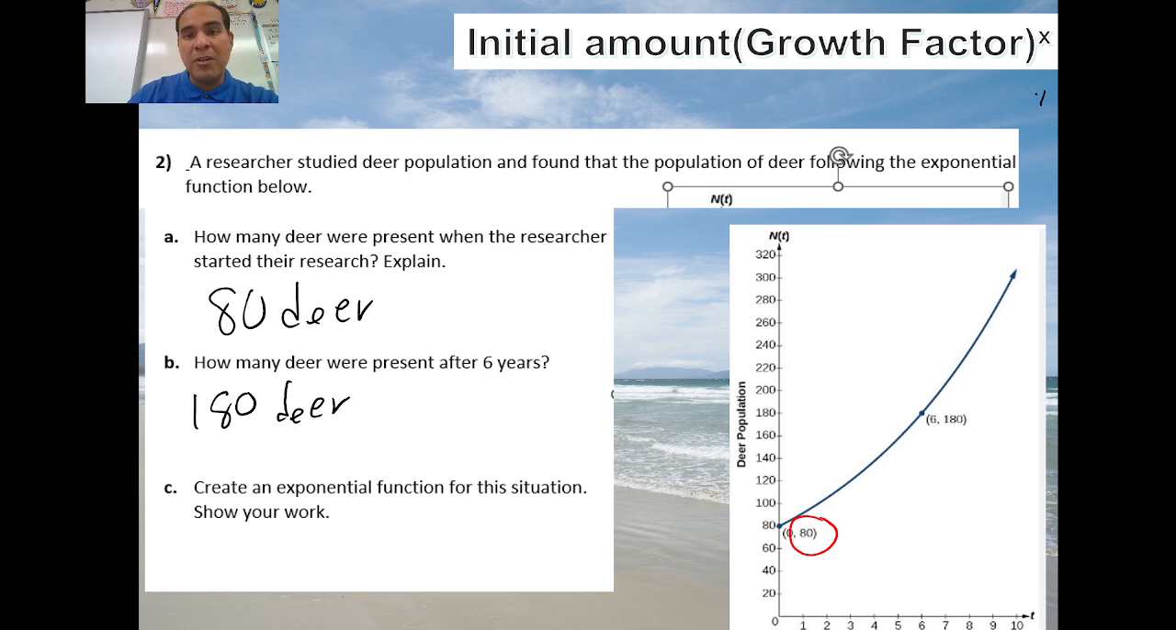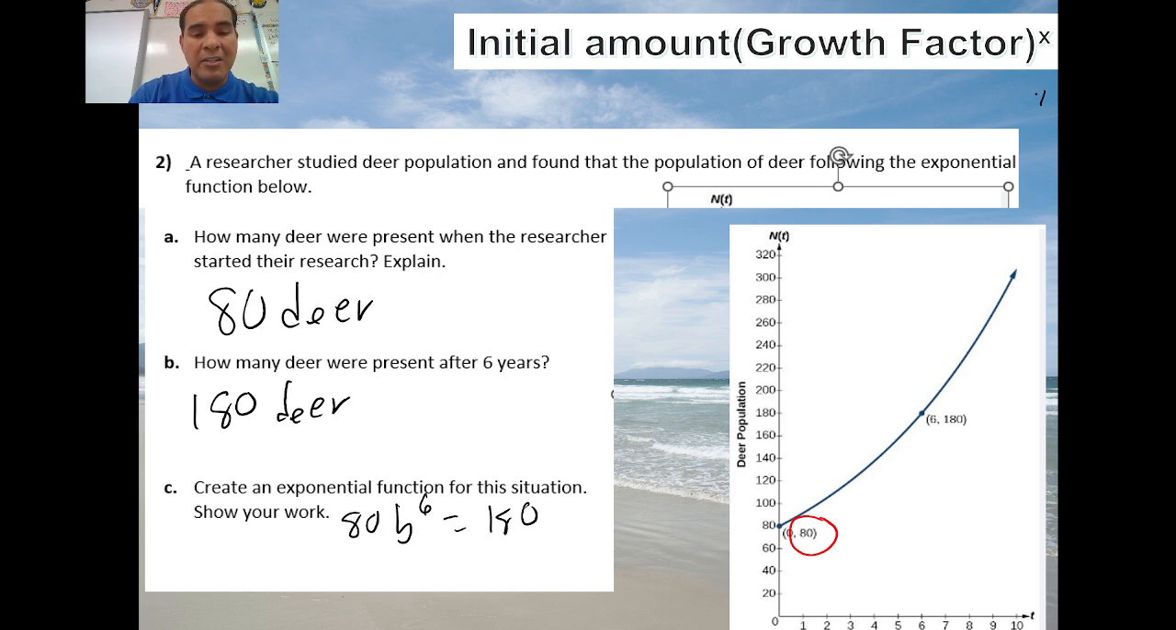Create an exponential function for this situation. We're going to write initial amount, 80, times the growth factor, but we're going to need that. So I'm going to put a b there for growth factor. It's an unknown number. But I do know that after 6 years, which we answered for letter B, there's 180 deer. Now we're going to solve for b using some algebra.